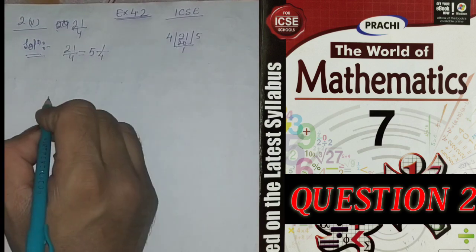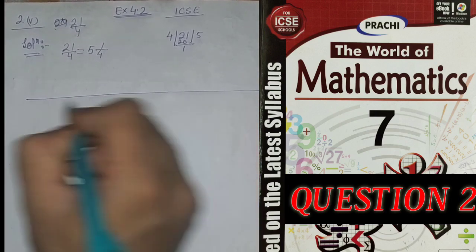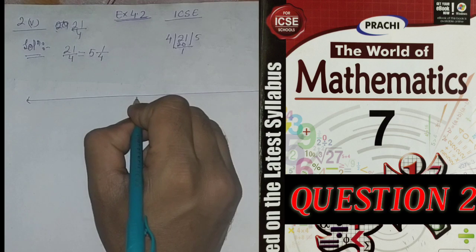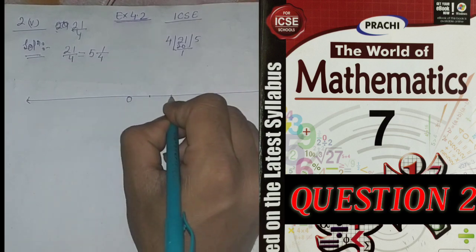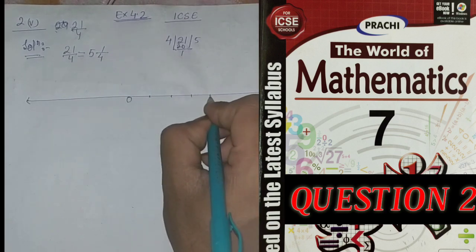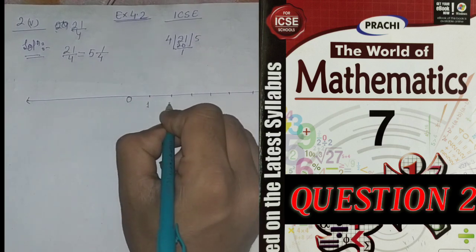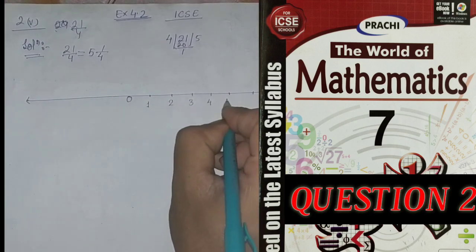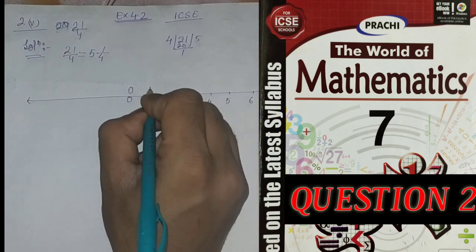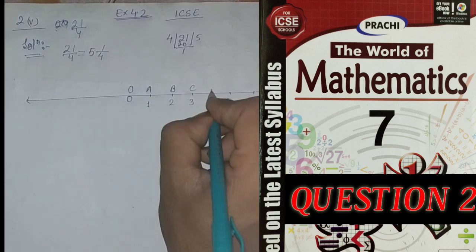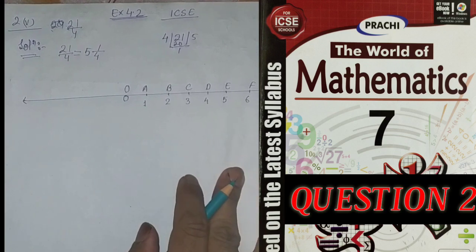Now we have to represent this on a number line. Draw a number line. This point is 0. Then this point is 1, 2, 3, 4, 5, and this one is 6. Mark here 1, 2, 3, 4, 5, and 6. Here is the point O. This is A, B, C, D, E, and F. On the opposite side, it will be negative.